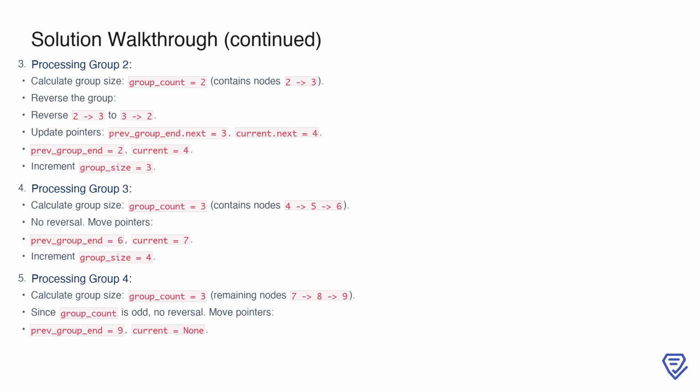For the third group, which includes nodes 4, 5, and 6, the group size is odd, so no reversal is performed. Instead, we move the pointers forward, updating prev_group_end to node 6 and current to node 7. The group size is incremented to 4. Finally, we process the fourth group, which contains the remaining nodes 7, 8, and 9. The group size is 3, and since it is odd, no reversal occurs. We update prev_group_end to node 9, the last node in the list, and current becomes null. The modified list at the end is 1, 3, 2, 4, 5, 6, 7, 8, 9.